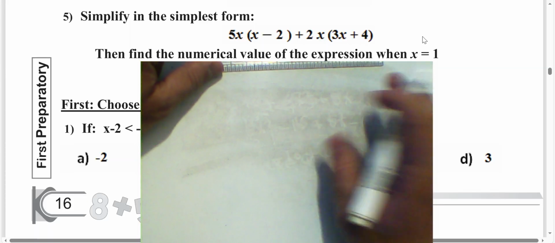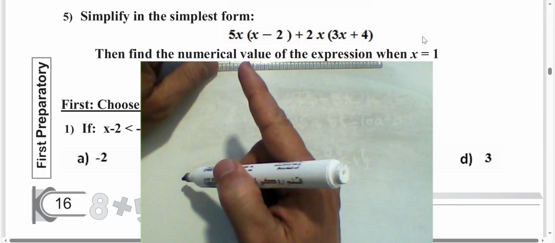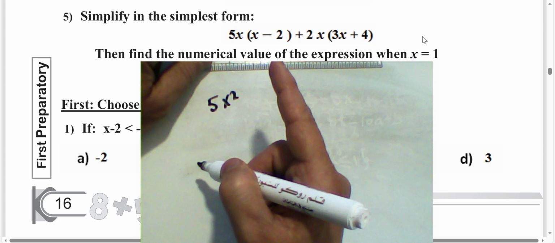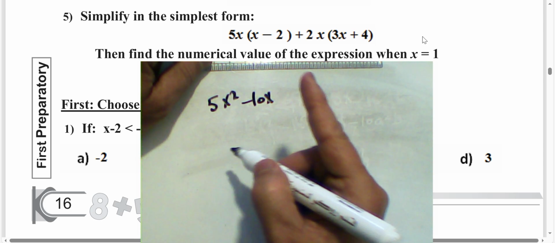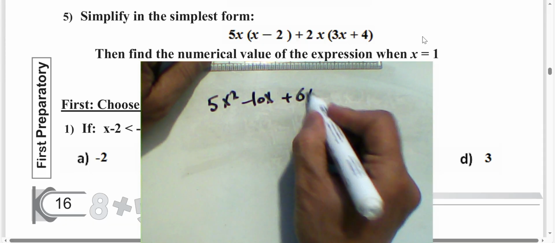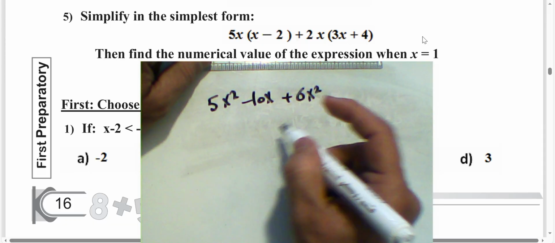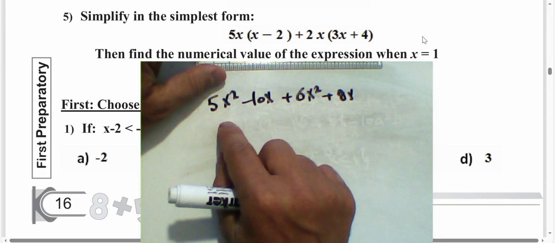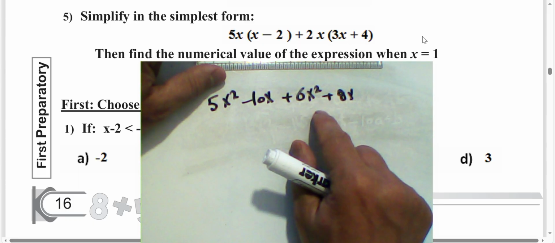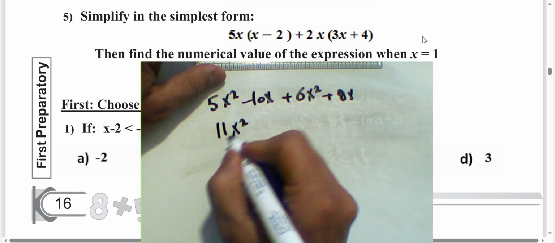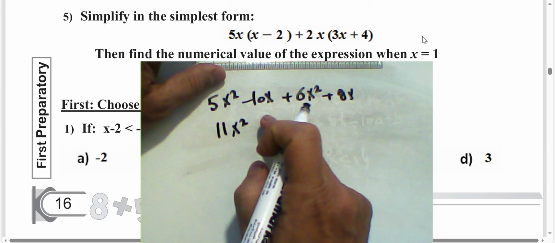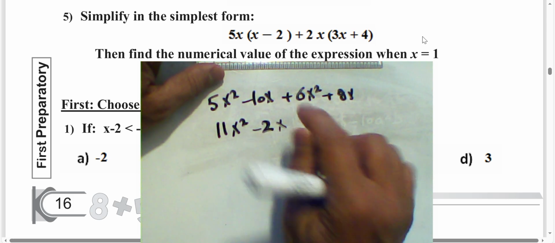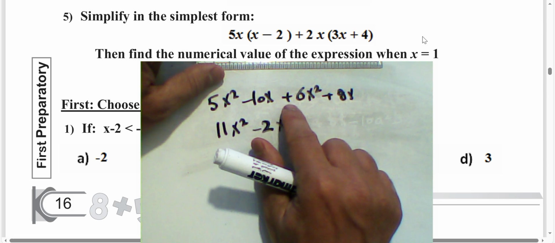We want to find the value when x equals 1. Okay, I write 5x times x equals 5x power 2 again, and 5x times negative 2 is negative 10x, and we have 2x times 3x equals 6x power 2 and 2x times 4 equals 8x, and I simplify x power 2 with x power 2 here. We have 5x power 2 and 6x power 2, it will be 11x power 2. Negative 10x plus 8x equals negative 2x. Okay, I solve it again. Okay, my students, the sign here was positive, not negative.